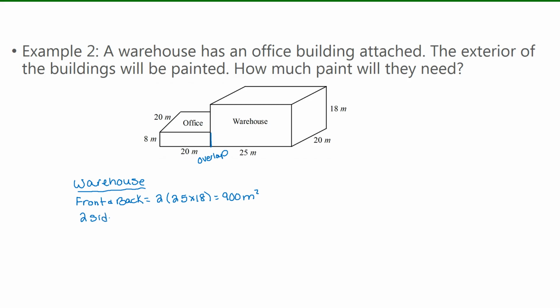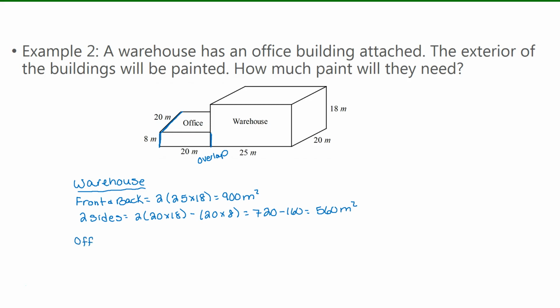Now for the two sides, we get 2 times 20 times 18, but the left side of the warehouse has some of it being blocked by the office. So I need to subtract off basically the dimensions of this right here, 20 times 8. And working that out, I get 720 minus 160, for a total of 560 square meters.